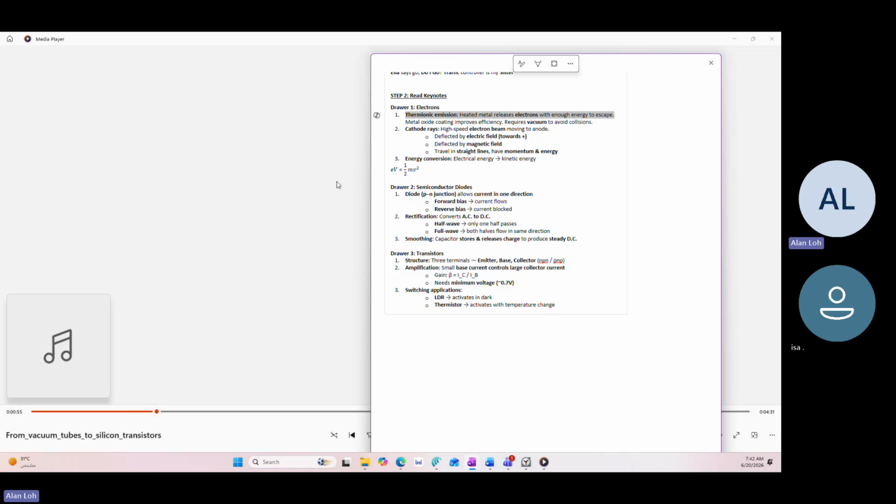Notice a neat trick in the text. They coat the tungsten with barium oxide. Yes, that barium oxide layer is crucial. It significantly lowers the energy barrier, what we call the work function, meaning you can achieve that electron escape at much lower temperatures. It saves a massive amount of power.